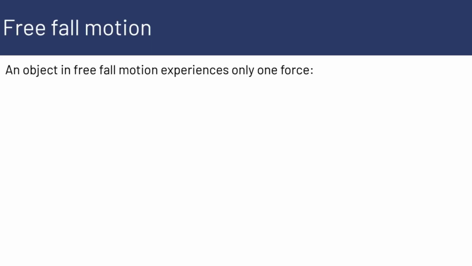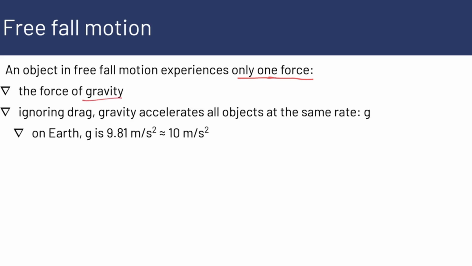Let's talk about free fall motion. An object in free fall experiences only one force, and that is the force of gravity. So if we ignore drag, gravity accelerates all objects at the same rate, which is g. And on Earth, g is, as we know, 9.8 meters per second squared, or as we often approximate it, 10 meters per second squared.